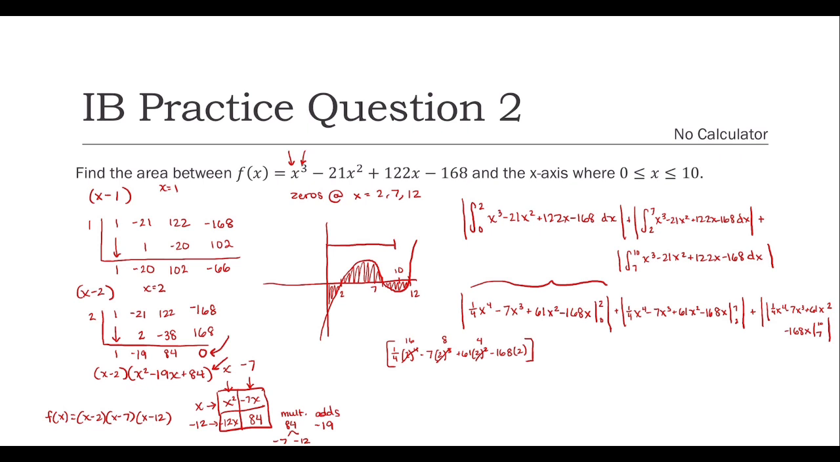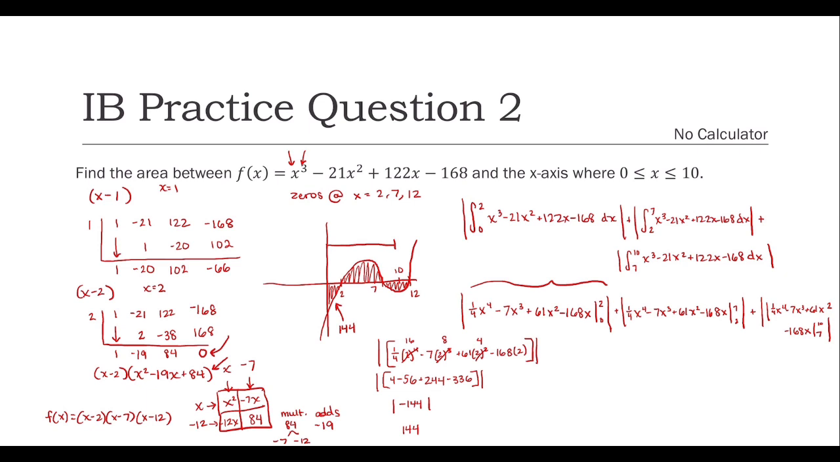So 1/4 times 16 is 4. Minus 7 times 8, so minus 56. Plus 61 times 4, so plus 244. Minus 168 times 2, so minus 336. So this is negative 144. So it makes sense that it's negative because this is area below the curve. So that's why we take the absolute value to get that the area is 144 for this section. So that's 144.